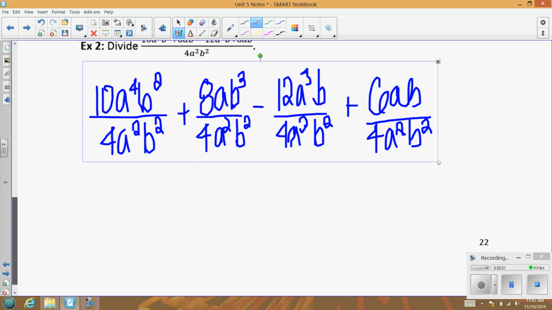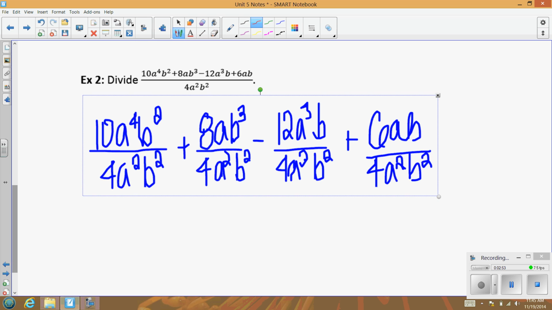So now I look at 10 over 4. So 10 divided by 4 doesn't come out to a whole number, so we're just going to leave it as a fraction, which means I'm going to reduce it. So a number that goes into both 10 and 4 would be 2. So when I divide this by 2, I get 5. When I divide this by 2, I get 2. So this is going to reduce to 5 over 2.